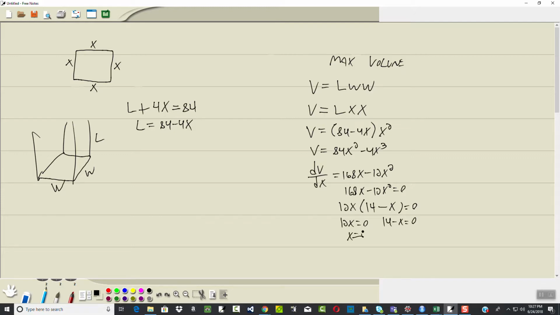This gives us x equals 0, which doesn't make any sense, because that would imply this distance is 0 and there's no volume. So this one is our only possibility. Take x equal to 14. Now I could do my test cases to make sure it is indeed a max, but based upon the shape of this, it is, so I don't need to actually do that.